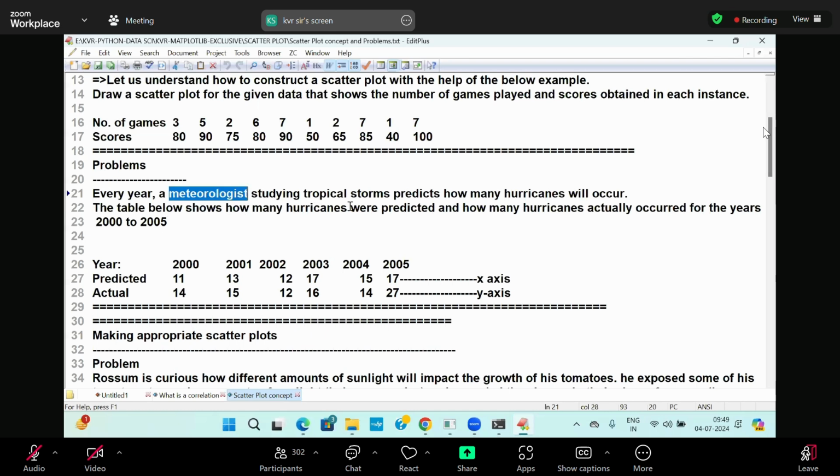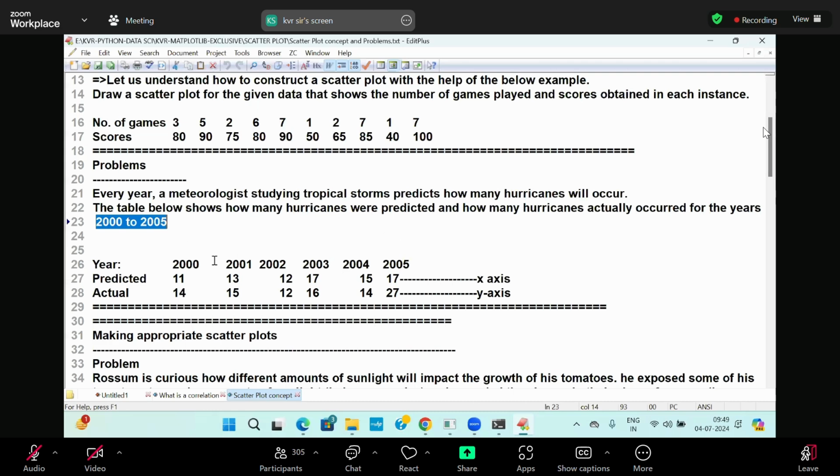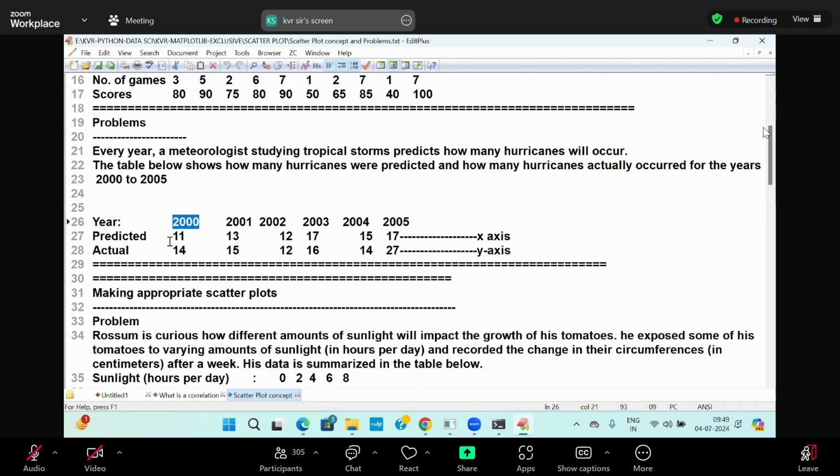The table below shows how many hurricanes were predicted and how many hurricanes actually occurred for the years 2000 to 2005. So this is the year, then predicted, and this is actual. 2000, they predicted 11, 14 came. 2001, 13, 15 came. 2002, 12 and 12 came. 2003, 17, 16 came. 2004, 15, 14 came. 2005, 17, 27 came.